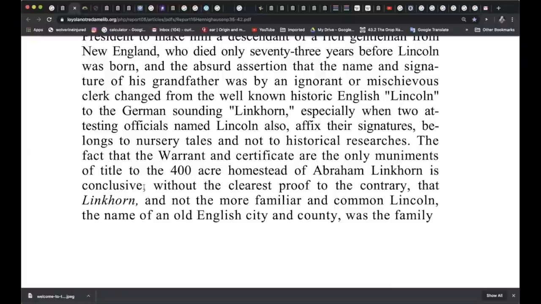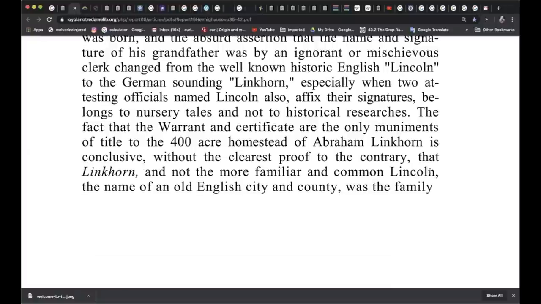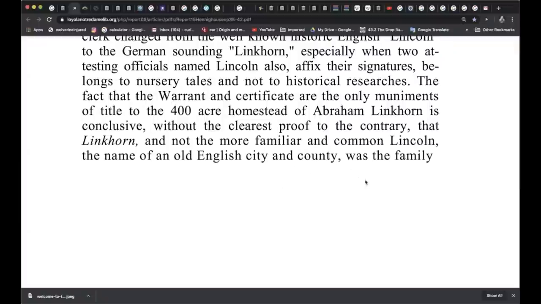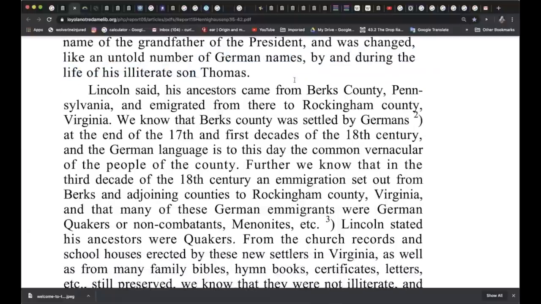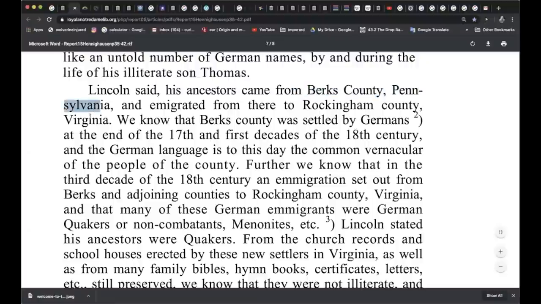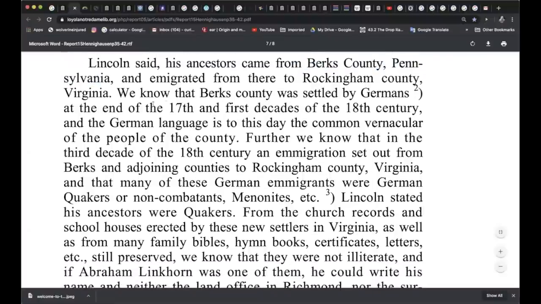Without the clearest proof to the contrary that Linkhorn, and not the more familiar and common Lincoln, the name of an old English city and county, was the family name of the grandfather of the president, and was changed like an untold number of German names by the illiterate son Thomas. Lincoln said his ancestors came from Berks County, Pennsylvania, and emigrated from there to Rockingham County, Virginia. Now listen to this. We know that Berks County was settled by Germans at the end of the 17th and first decades of the 18th century, and the German language is to this day the common vernacular of the people of the county.